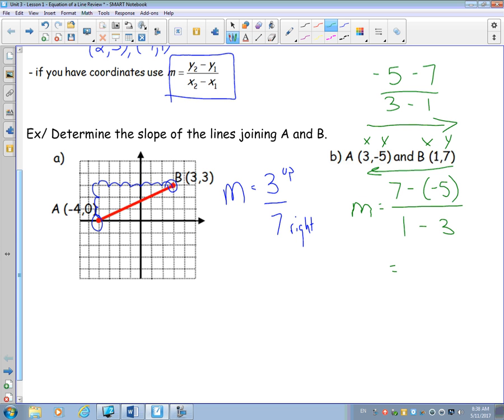So 7 minus -5 is 12. 1 minus 3 is -2. And I want to calculate that: -6. Just to point out up top here, you would have got -12 over +2, also -6. So order doesn't matter as long as you're consistent. That's how we calculate slope.